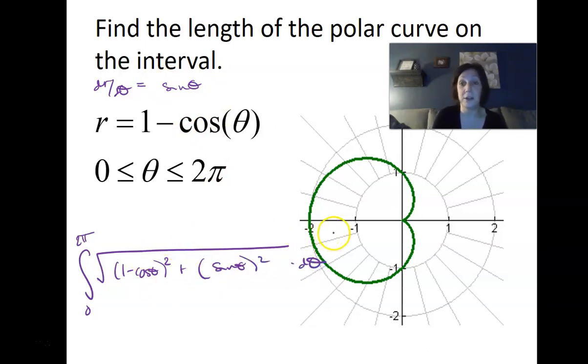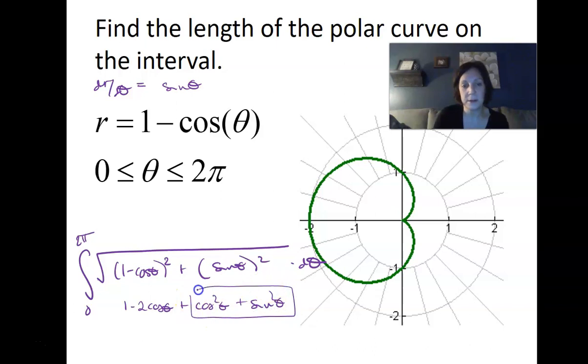Now, you can pop that into your calculator right as is, or you can do a little bit of algebra and save yourself some typing, right? If I FOIL this out, that's 1 minus 2 cosine theta plus cosine squared theta, and then plus sine squared theta. So you have this, which is a 1, and you just end up with the square root of 2 minus 2 cosine theta, which is a little easier to type into your calculator. Completely up to you. If you want to do a little bit of algebra to make the typing easier, or just go for the typing, completely up to you.